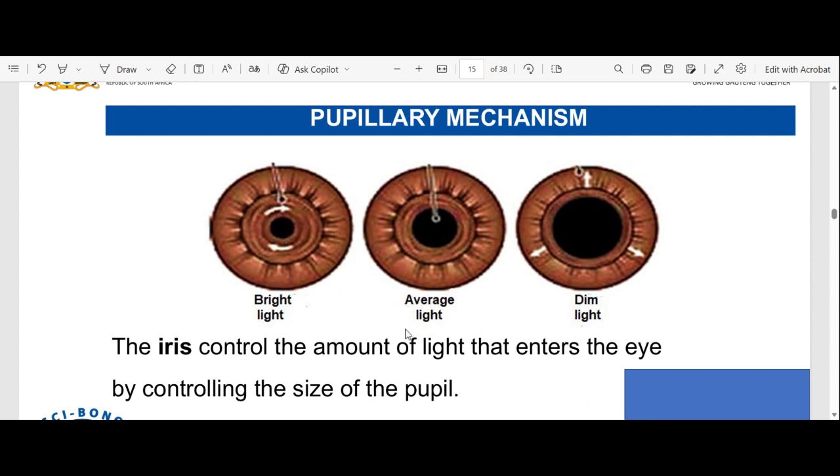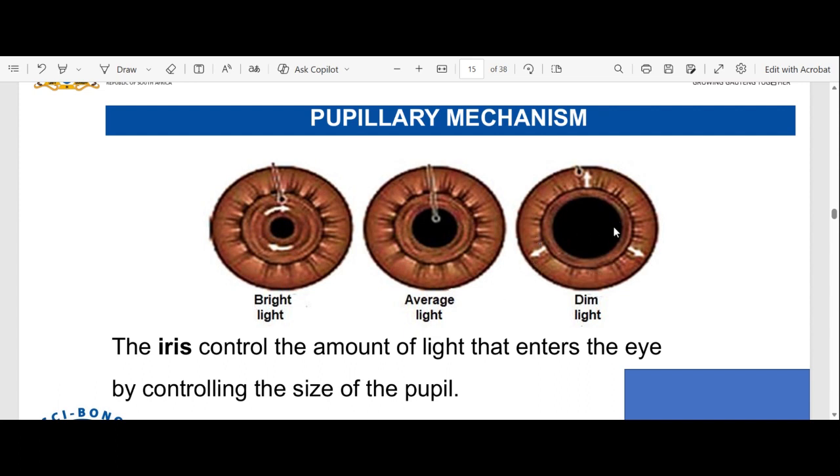But when it comes to average light, when the light is no longer that bright, your pupil will try to increase in size, allowing more light to enter the eye. And when you're exposed to dim light, your pupil opens up fully. As you can see, the size of the pupil here is large because you're exposed to dim light, in order to allow more light to enter your eye.